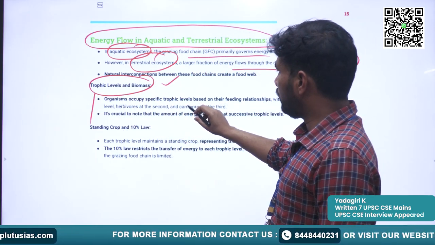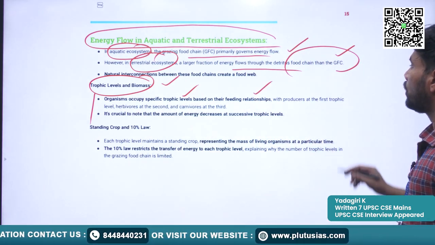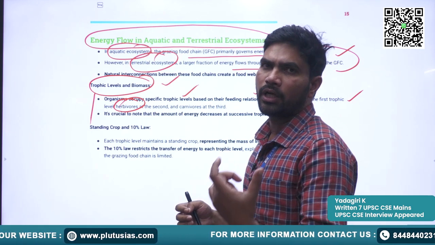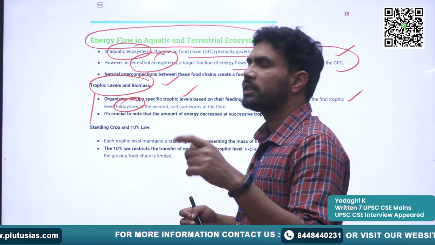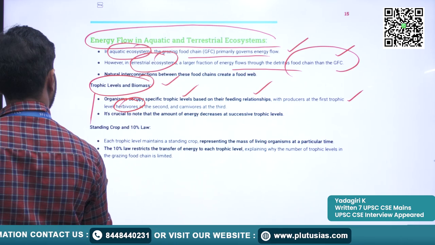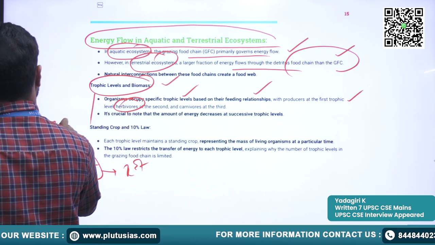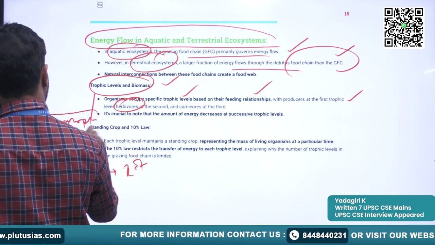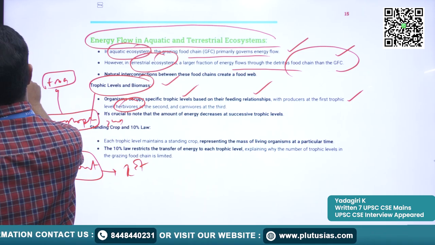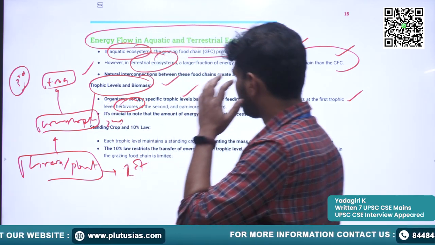Now we will understand trophic levels. Organisms occupy specific trophic levels based on their feeding relationships. Producers are at the first trophic level, then there will be herbivores. In our example, grass is there, grass are plants, so this is the first trophic level. Next is the grasshopper, at the second trophic level. Next, it is eaten by the frog, at the third trophic level. One stage we call one trophic level.